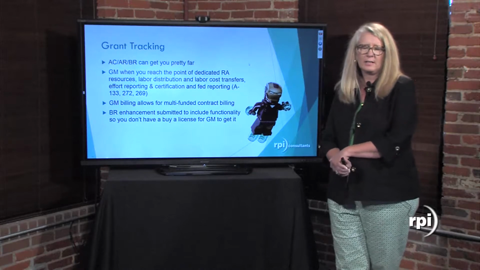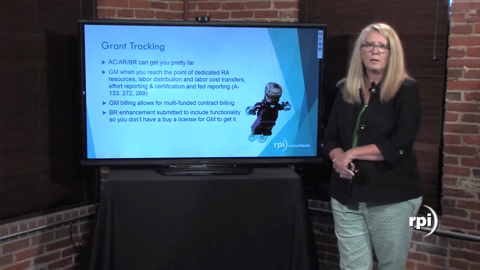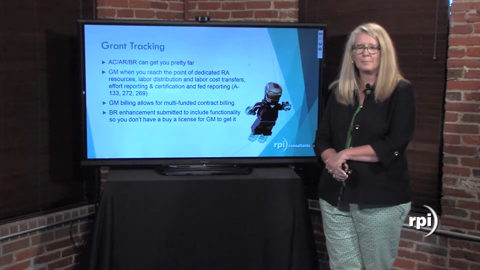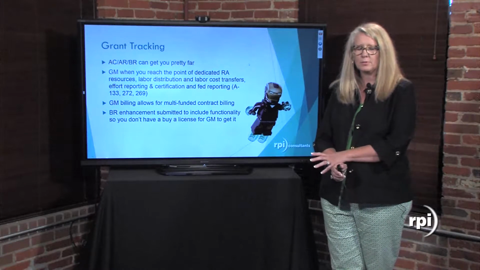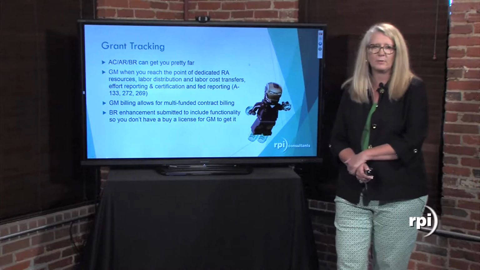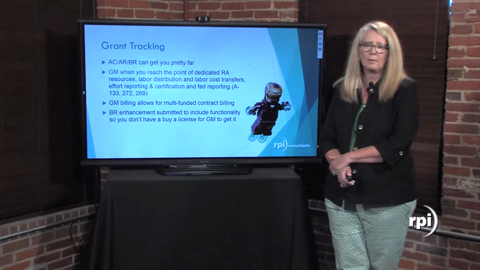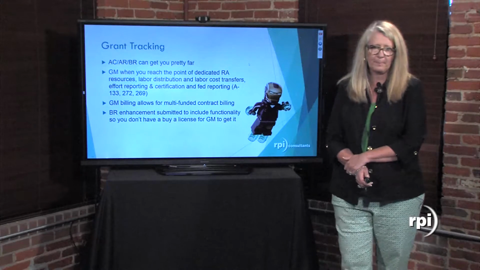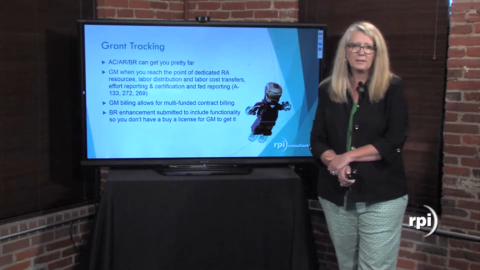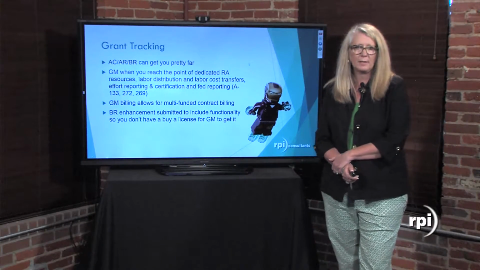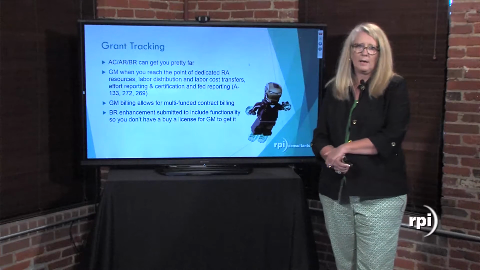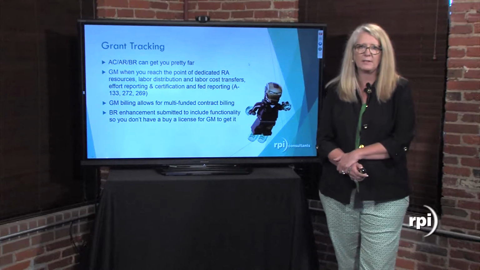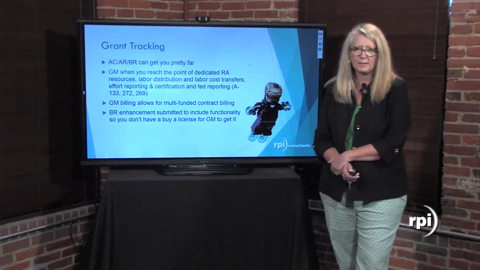Grant tracking in just the AC module is pretty much centralized on the financial information for a grant. Grants management gives you a lot more of that grant administration piece. GM billing also allows for multi-funded contract billing. And there's BR enhancements that have been submitted to include functionality, so you don't have to buy a license for GM to get it.